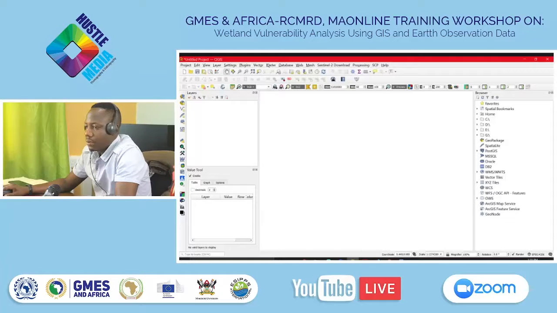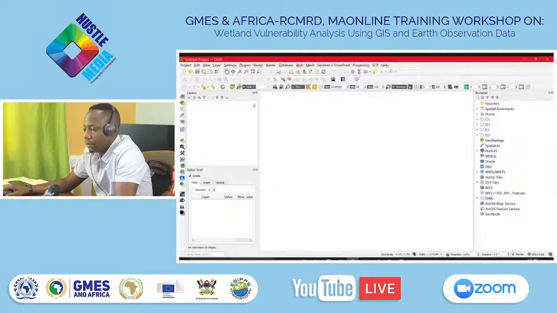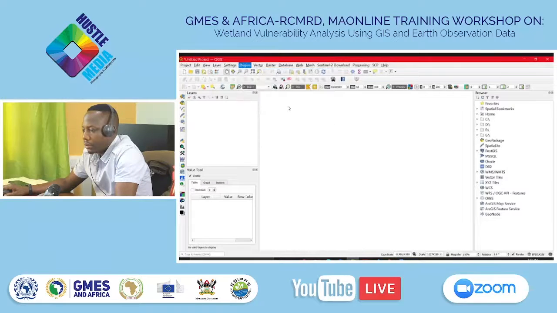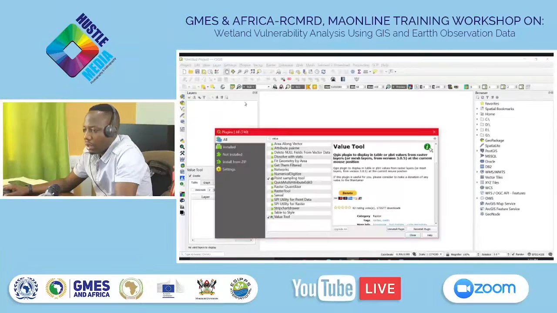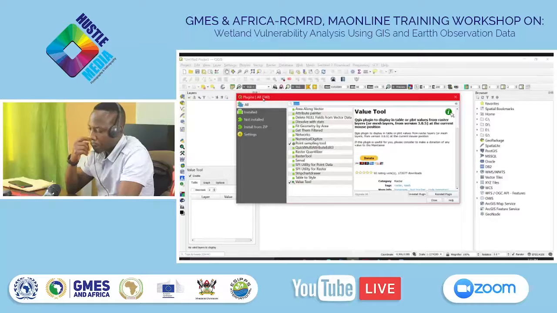So next, what we have to install is the Easy AHP. In case you have challenges, I'm looking at the chat, so you can just type something in the chat and then we see how we can help you. So go to the plugins again, and then I click on all under the menu. I select Easy.